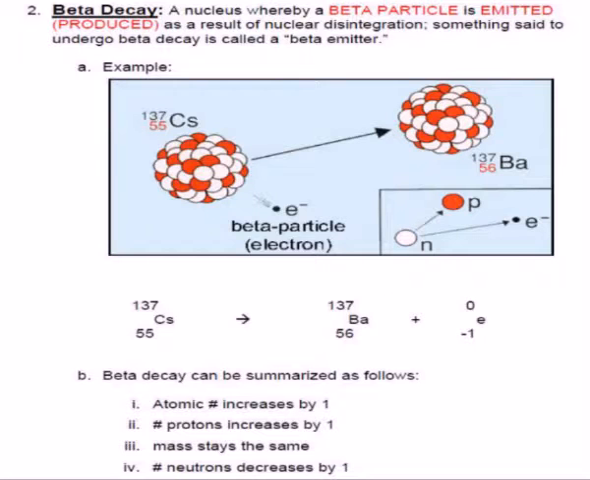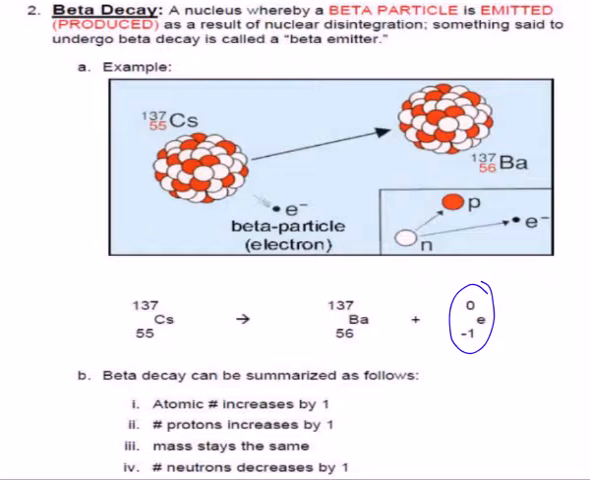Second mode of decay, guys. This is the next most common, beta decay. So this is where a nucleus emits a beta particle. Guys, a beta particle is just an electron. Okay, it's just an electron. Do electrons have mass? Absolutely not.